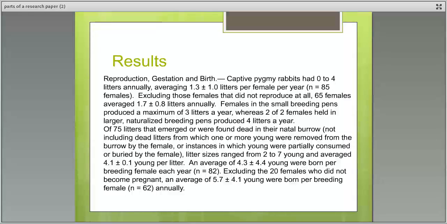For a particular note, we're not saying how it was done. Remember, that's the methods. And we're not saying what any of this means. For example, we did see that our females in the larger breeding pens had more litters per year, but we're not discussing that. We're just reporting the numbers. We can discuss what that means or why the larger pens had more litters each year in the discussion.